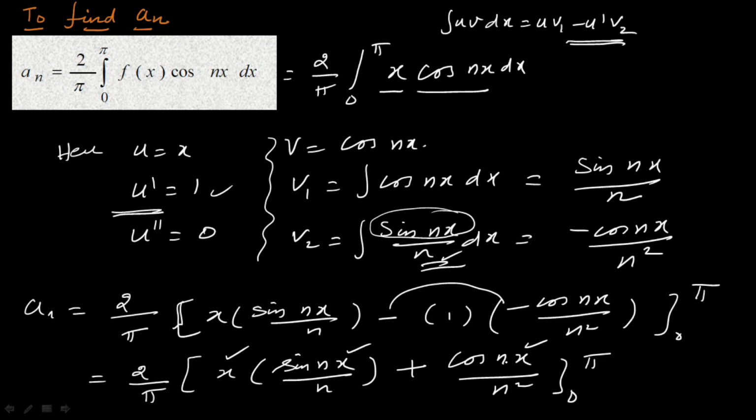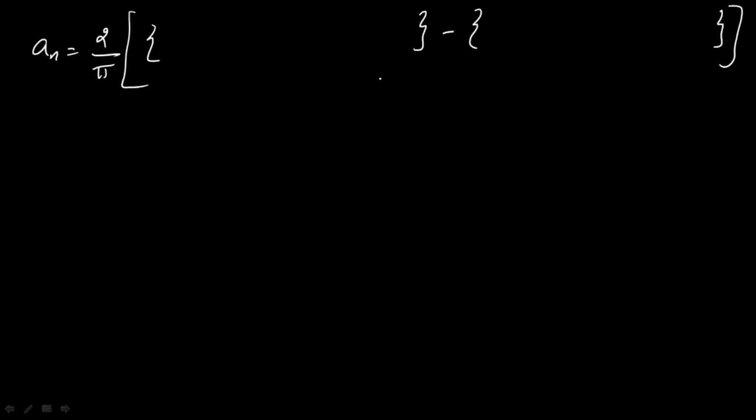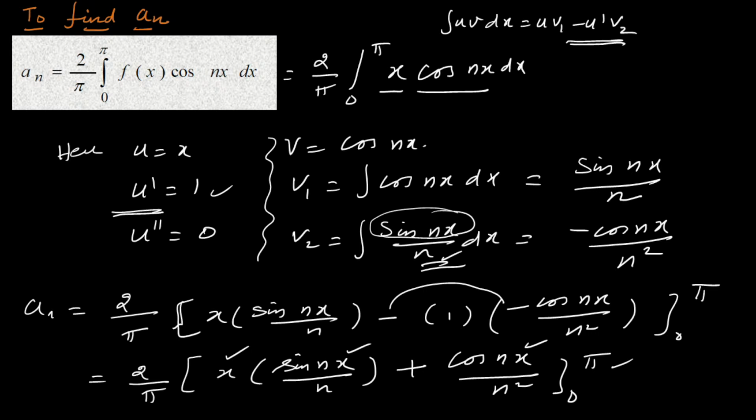In these three positions we have x. So first, let me replace x by pi and then replace x by 0. Now, a_n is equal to 2 by pi. So put a big bracket: one is for the upper limit minus this is for the lower limit. Bracket is very important. So look here, you replace pi sin n pi. You already know the value of sin n pi, that is 0. So the first term becomes 0.